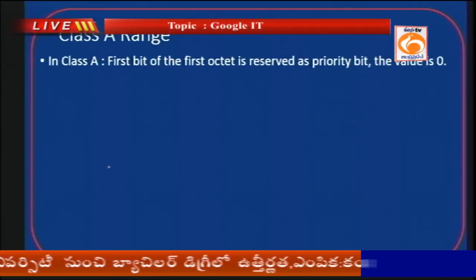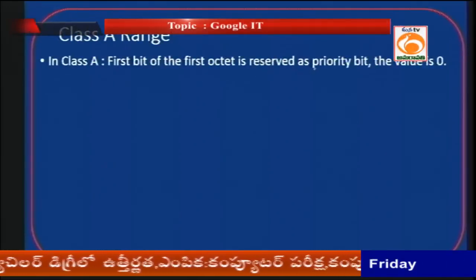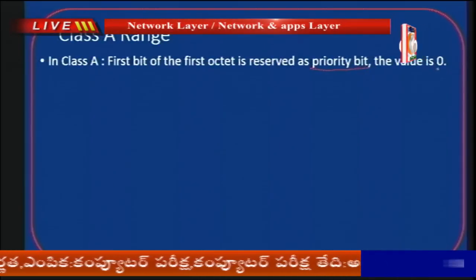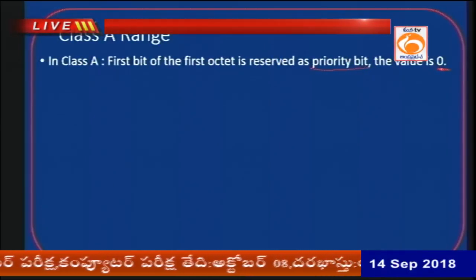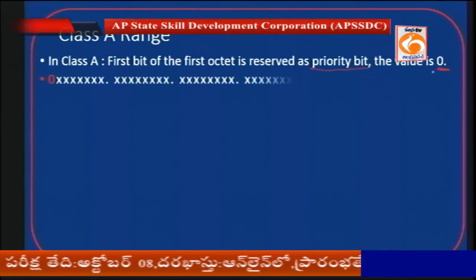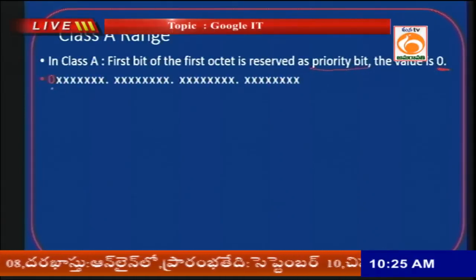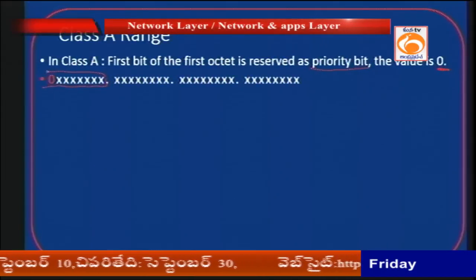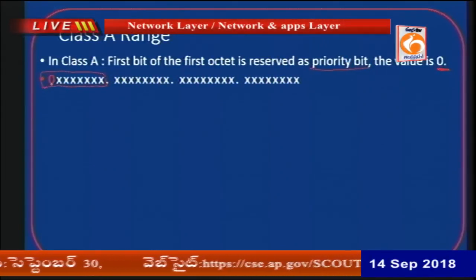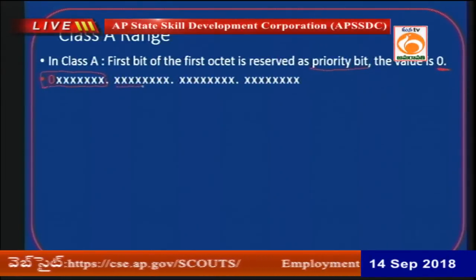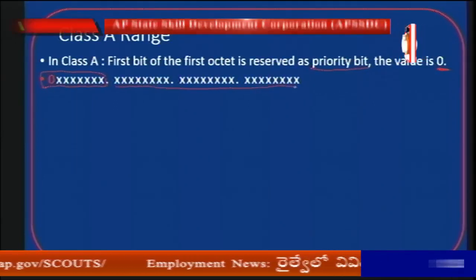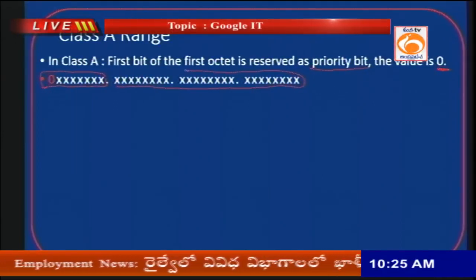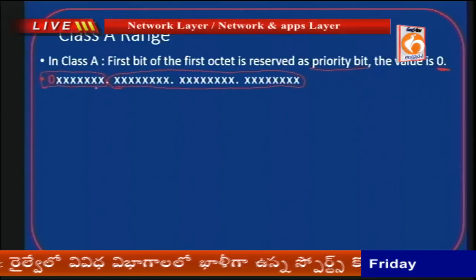So class A range is obtained by having the priority bit value set to 0, and this will be the most significant bit from the 4 octets. You can see this, among these 8 bits, the first bit value is set to 0. This is what we call the priority bit. The rest of the bits we are not concerned with, because we are not reserving any bits in these 3 octets. Only in the first octet we reserve the bits.